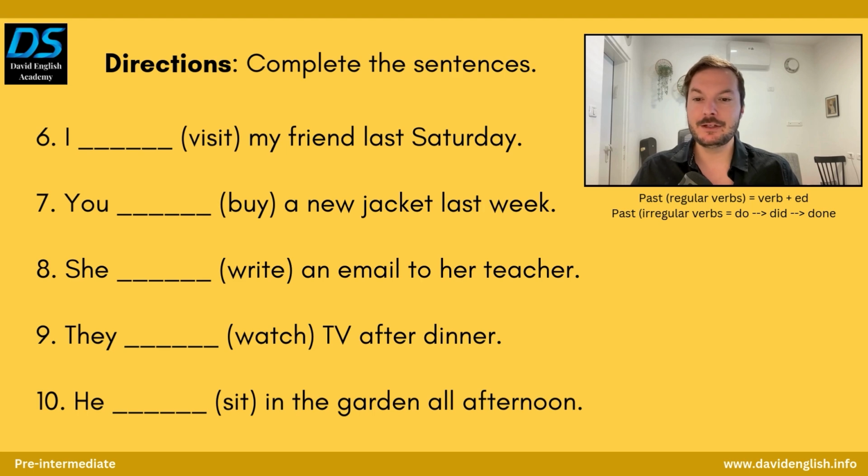Let's go to number 8. She write an email to her teacher. She wrote an email to her teacher. This is an irregular verb. She wrote an email to her teacher. Number 9, they watched TV after dinner. You want to say, they watched TV after dinner. Number 10, he sit in the garden all afternoon. Irregular verb, he sat in the garden all afternoon. He sat in the garden all afternoon.